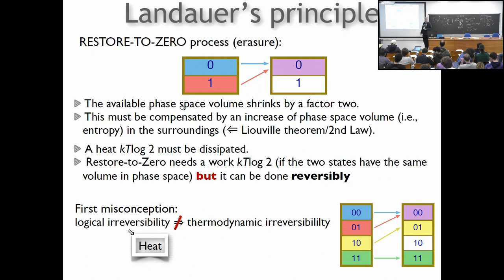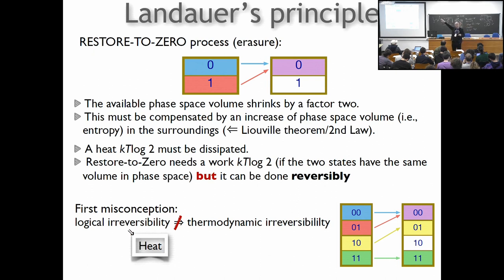Also, another confusion in the Landauer principle is that people think about logical irreversibility. Remember, logical irreversibility means that from the output, you cannot recover the input, as with a non-one-to-one function. It is a Boolean function that maps zeros and ones to zeros and ones. And this is logically irreversible, but it's thermodynamically reversible.